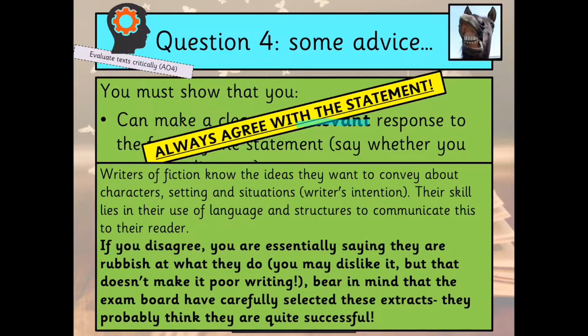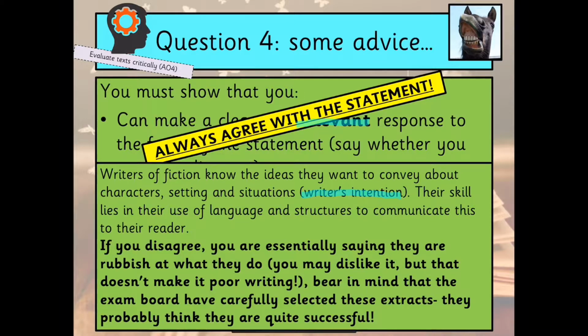And that is all to do with the fact that writers of fiction, they have an intention when they sit down and write. Anyone who has ever done a piece of creative writing, and I don't mean writing for an exam or writing for an English lesson, I mean true creative writing where you are communicating your point of view or your ideas through your choice of words and choice of structures, you have a very clear idea in your head of what it is you are trying to communicate and what ideas you are trying to convey through your characters, your setting, and the situations. All of those things make up the writer's intention.